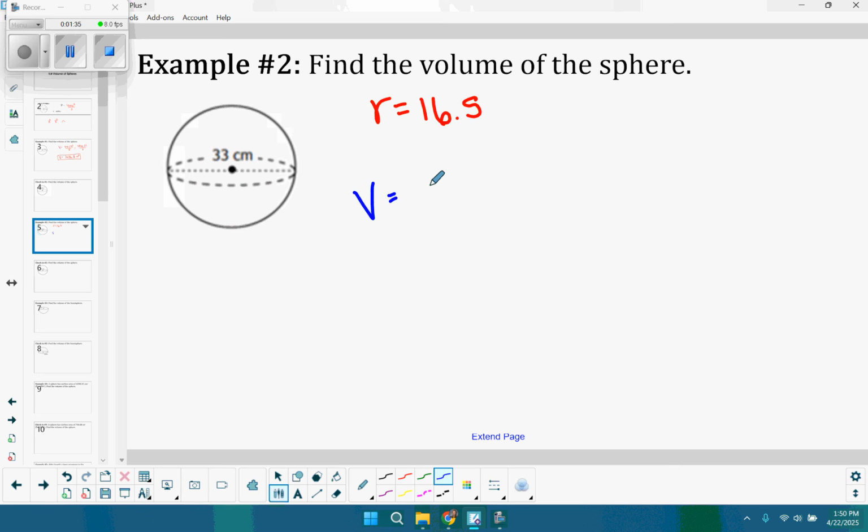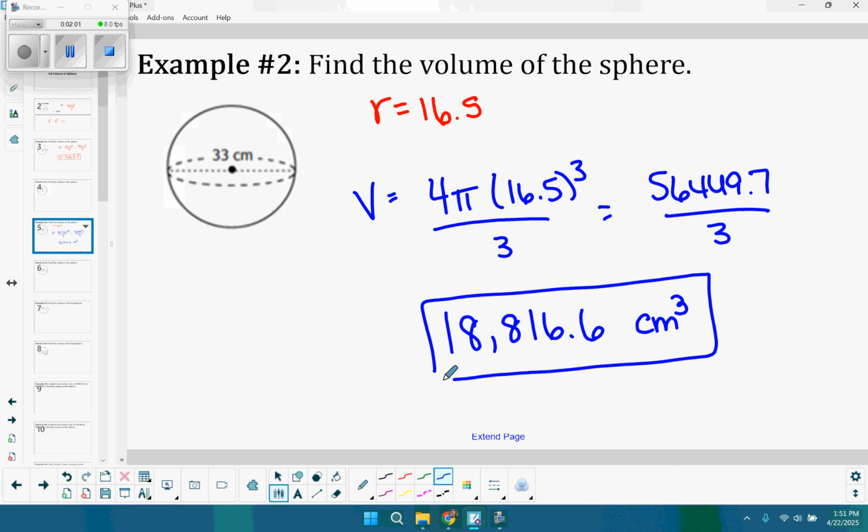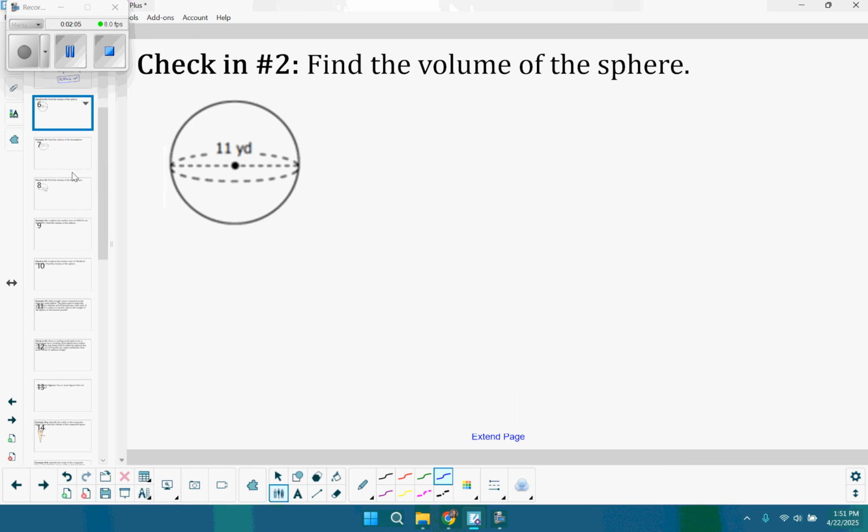So now my volume, 4 pi r cubed over 3. I have 56,449.7 over 3. So I got 18,816.6 cubic centimeters. There's one for you to try. Pause. Answers are posted on Google Classroom.